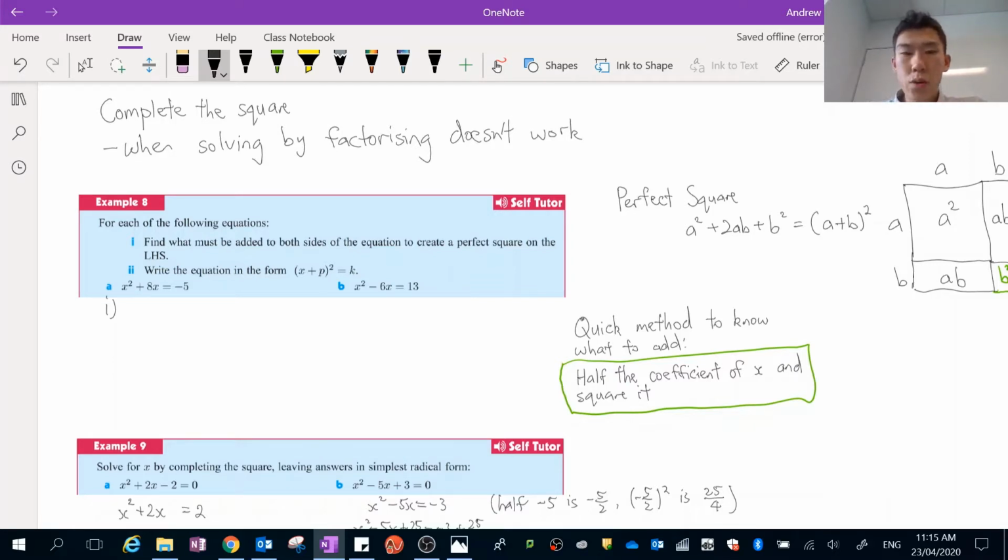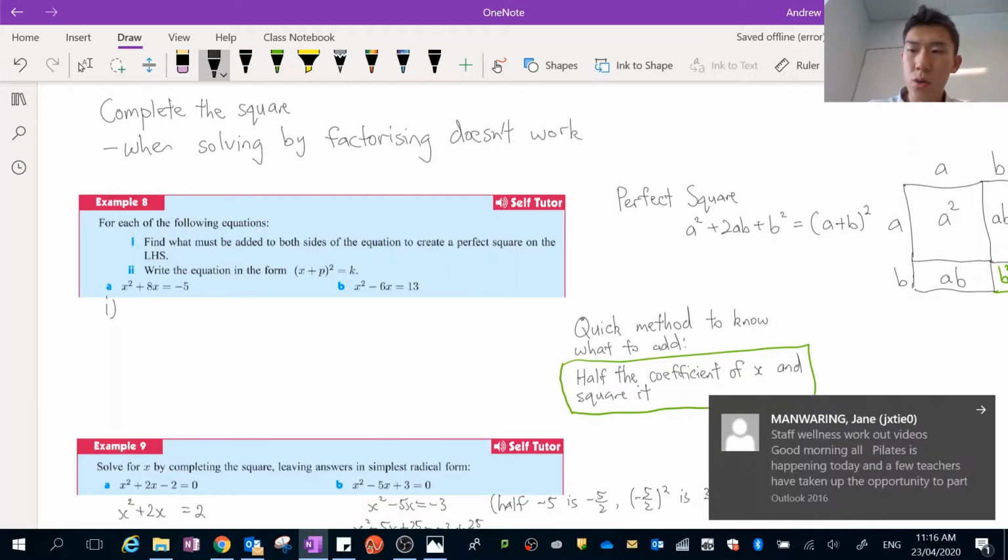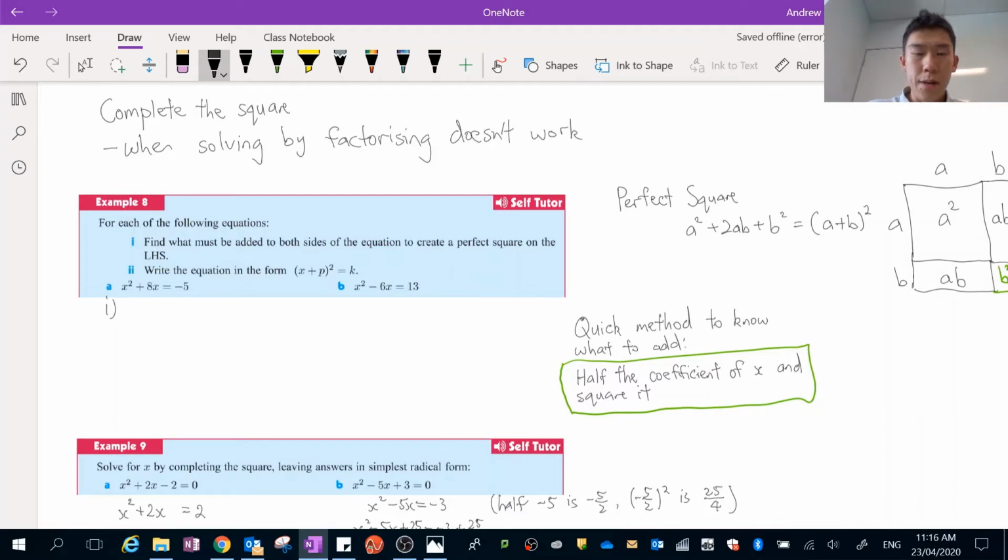When you're solving by completing the square, you want to put all the x's on one side of the equation and move the constant to the other side. You'll recognize that as you do more. Right now we have x squared plus 8x. I've given you a quick method to find out what you need to add, and this works every single time.